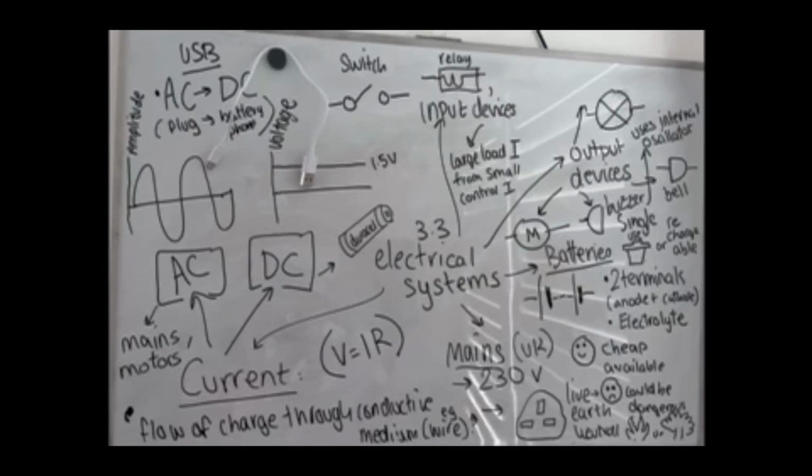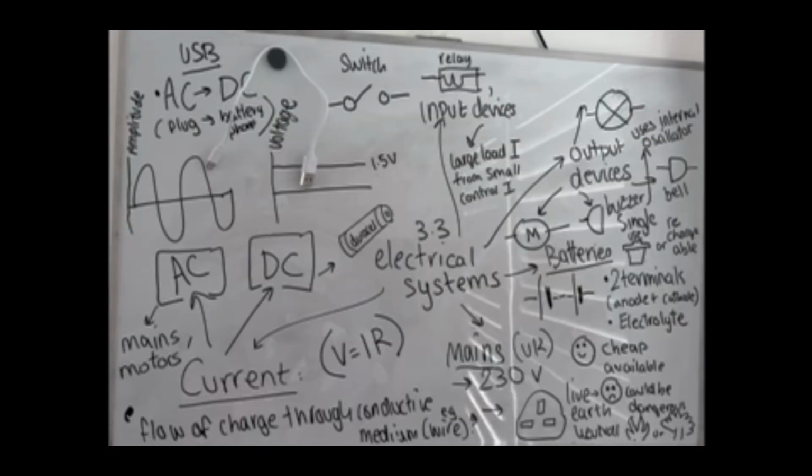Now, relays work in a similar way, but they are basically an electrically operated switch, which allows you to switch a large load current from a small current that's controlled. Now, output devices include things like motors and solenoids, and then buzzers and bells and lamps. So think of the sensors here.